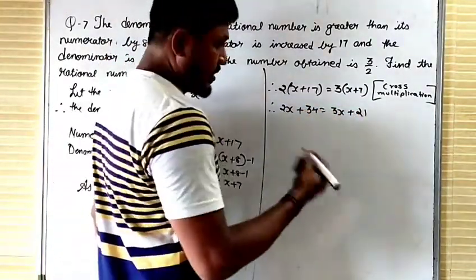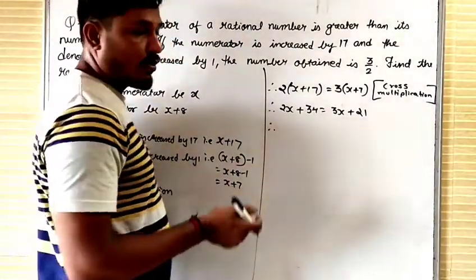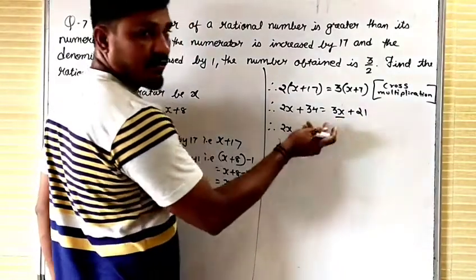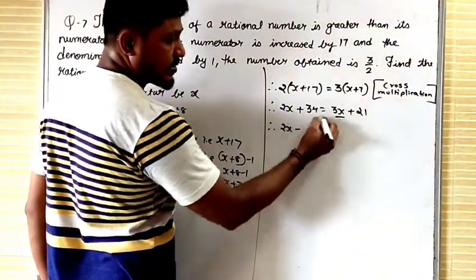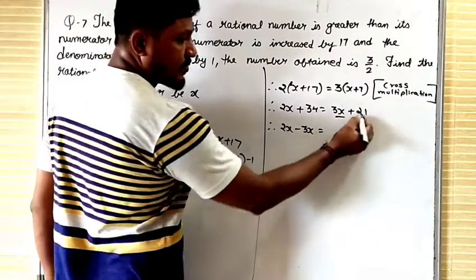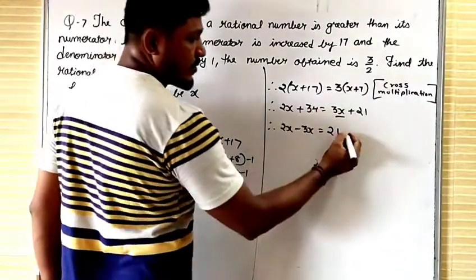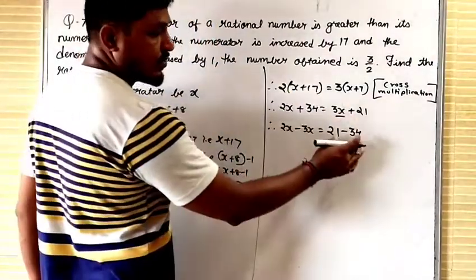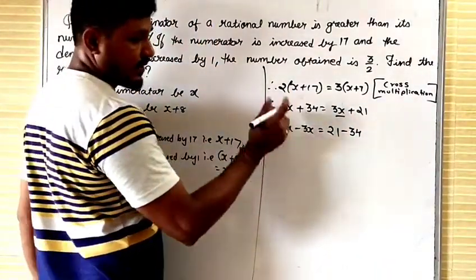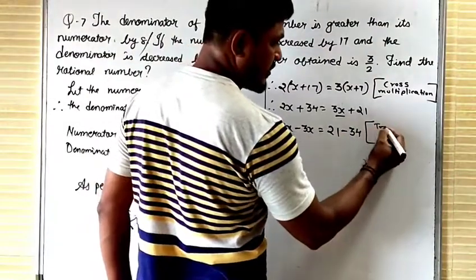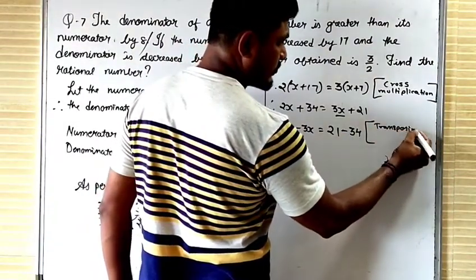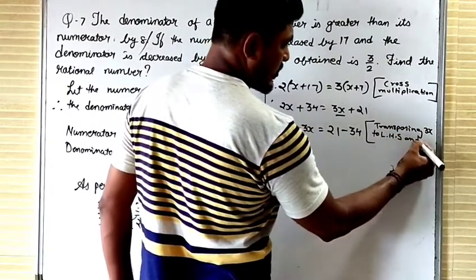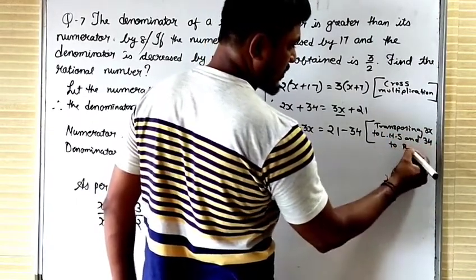Then transposing, as I told you, all the value of variables should be toward your one side. Now what I will do, I will bring 3x toward my left, so positive 3x will become negative, 21 as it is, and take 34 toward your right hand side, all the constant values toward your right and the variables toward your left. Here you have to write transposing 3x to LHS and 34 to RHS.